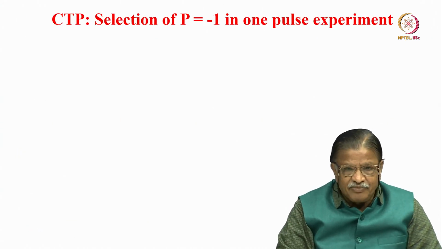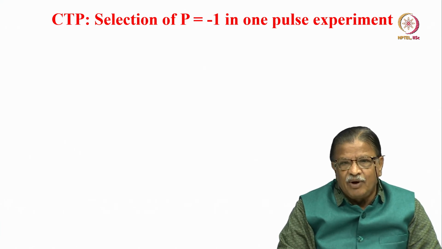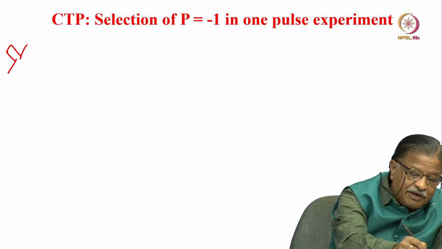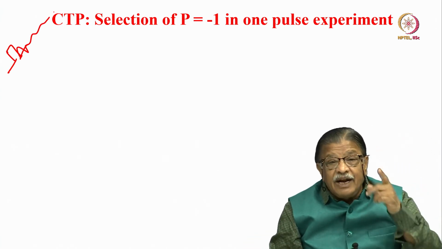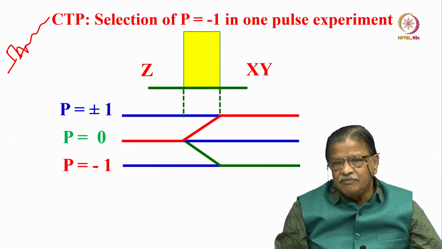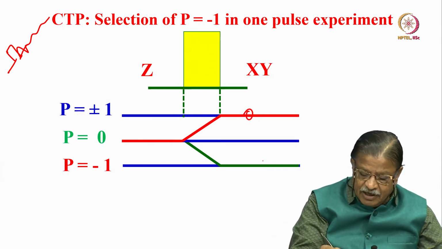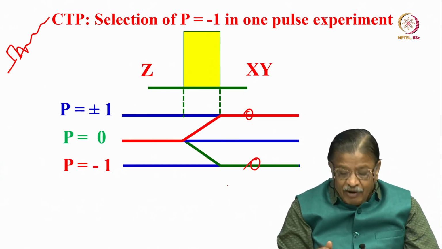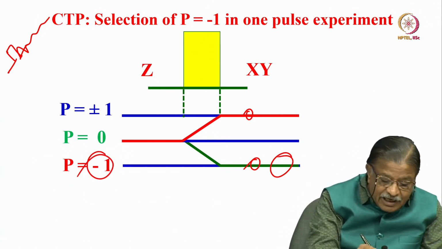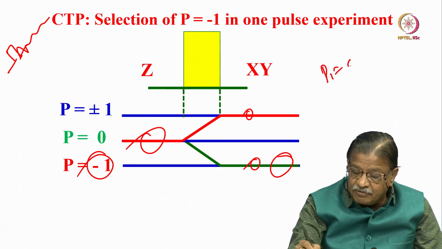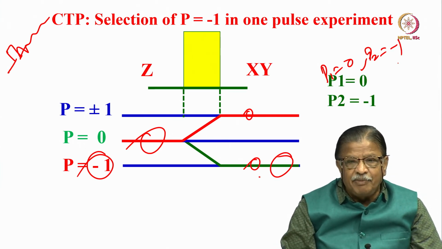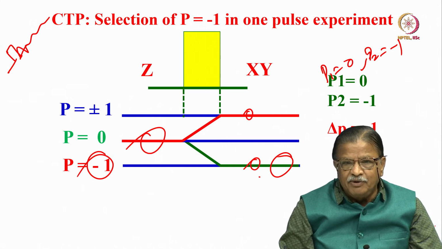Now let us see the coherence transfer pathway for a one pulse experiment. What is a one pulse experiment? A one pulse experiment is simply to apply a 90-degree pulse and start collecting the signal. What does the 90-degree pulse do? I told you the 90-degree pulse creates plus 1 and minus 1 quantum coherence orders. Now I want to select only this one, minus 1. What is my delta P? Initial state is 0, so P1 is equal to 0. What is my P2? P2 is equal to minus 1. Delta P is always P2 minus P1.